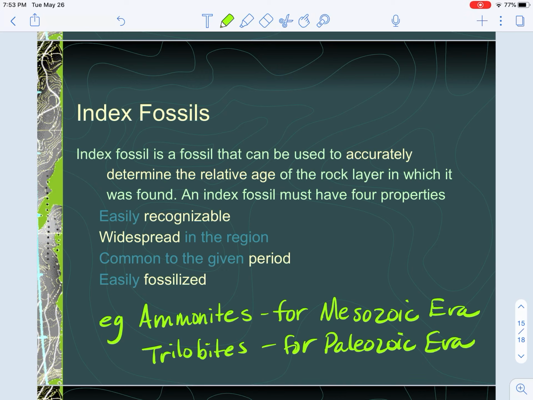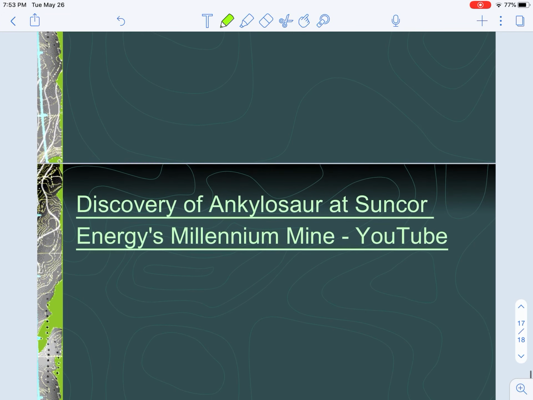And the last thing about fossils is that each period of time or area may have an index fossil that helps to give information about the age of that rock. And so, for example, ammonites, common in Mesozoic era, trilobites, common in the Paleozoic era, those would be called index fossils. And they're something that we can recognize very easily, found in many places, and very common for that particular era, and were very easily fossilized.